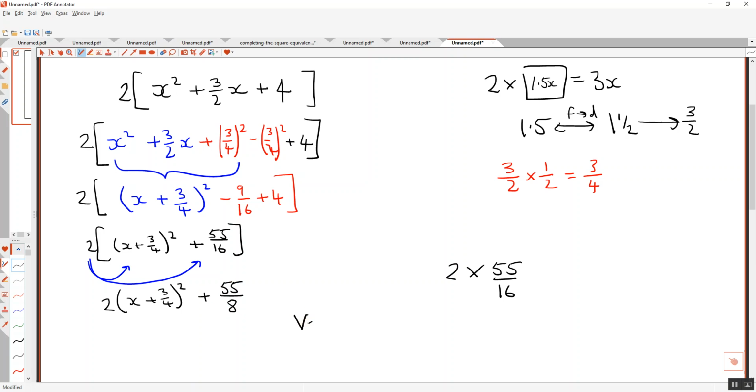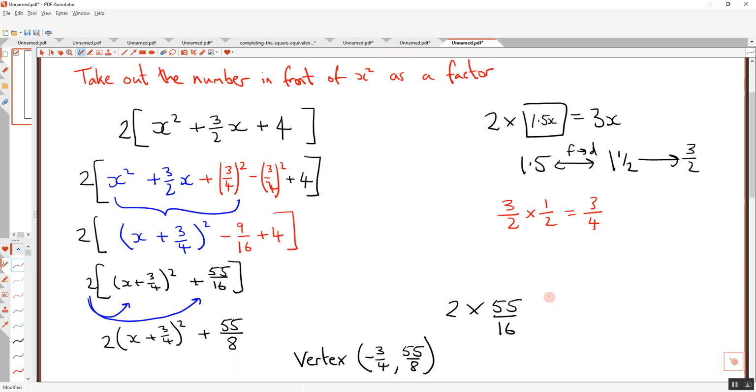So what is the vertex in this example? Negative 3 over 4, 55 over 8. Yeah, you take this one, change the sign, keep the other one. You have to have a really good knowledge of how to do your fractions or how to use your calculator correctly, because it can get quite confusing. So let's practice some of these.